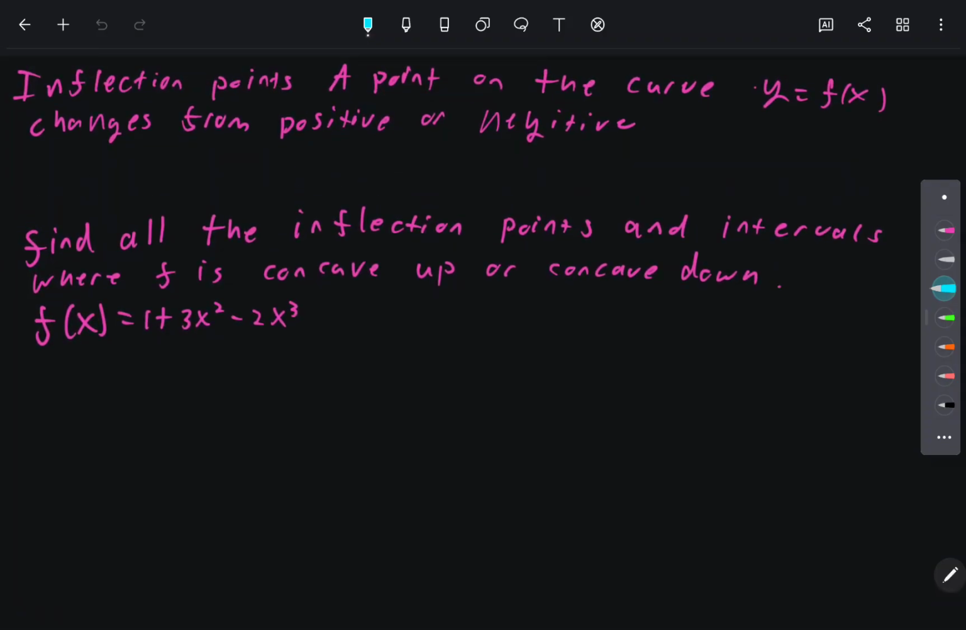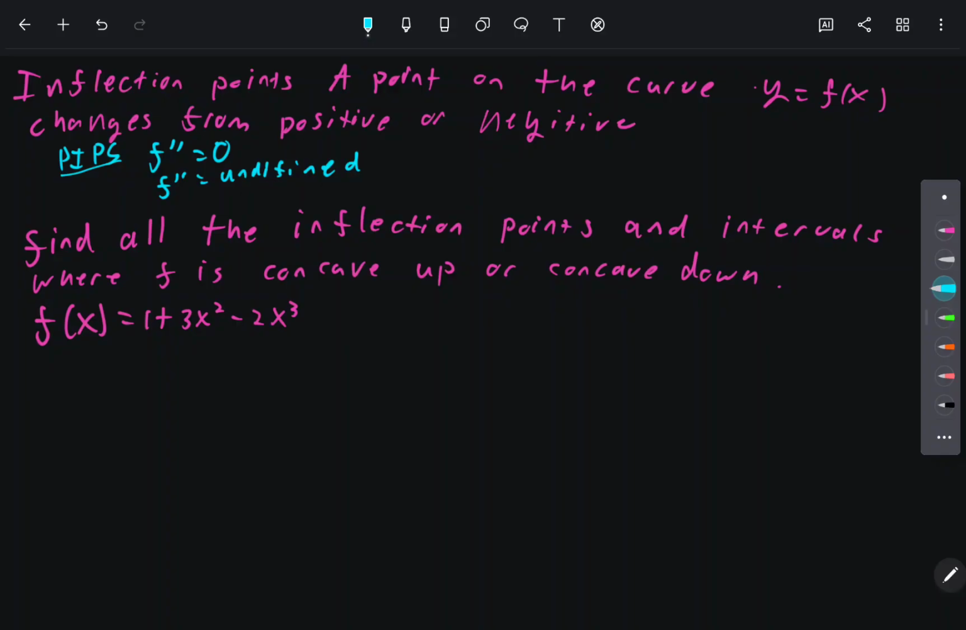So, inflection points. An inflection point is a point on the curve y equals f of x where the concavity changes from positive to negative. So whenever we're looking for possible inflection points, also denoted as PIPs, we want to know where f double prime is equal to 0, as that's going to tell us where it might be changing from positive to negative. But we also want to know where f double prime is undefined, as that can also be a point where it can change its concavity.